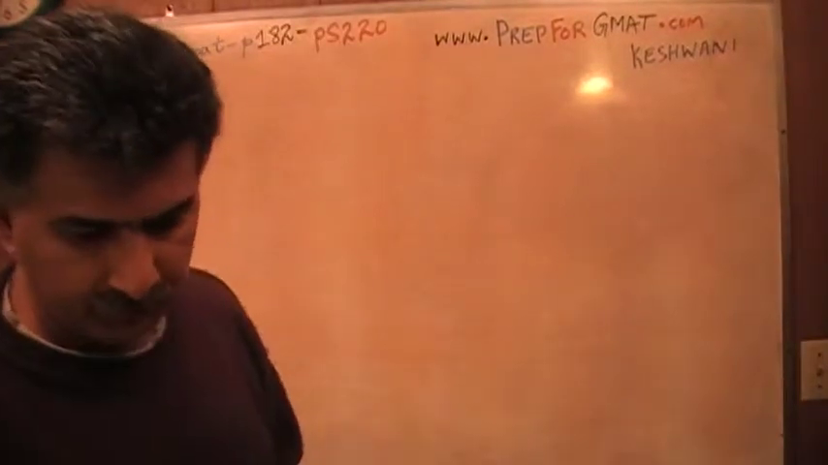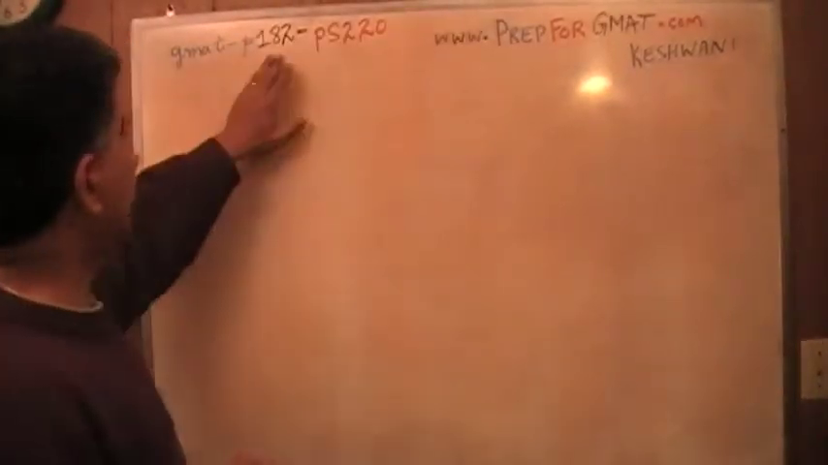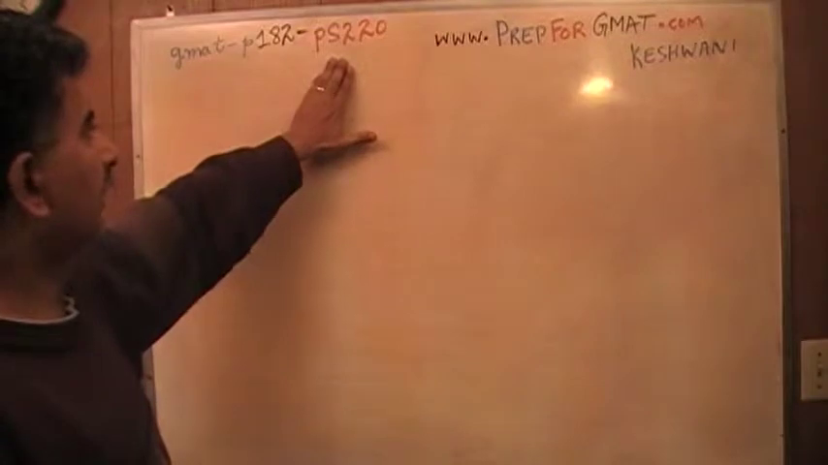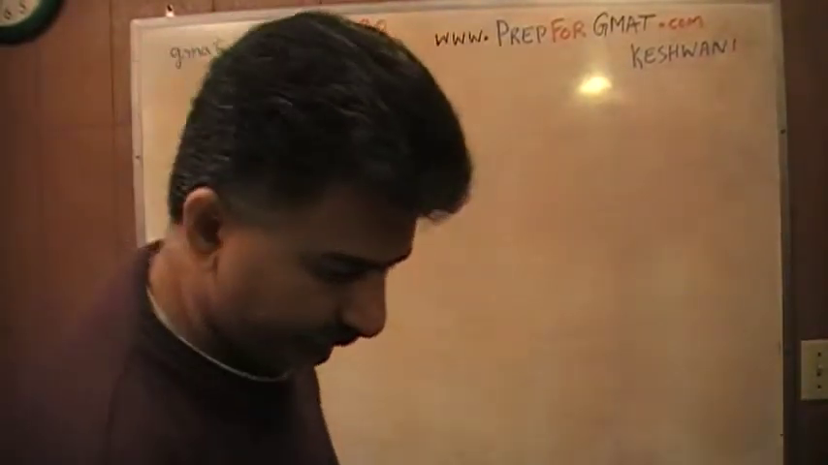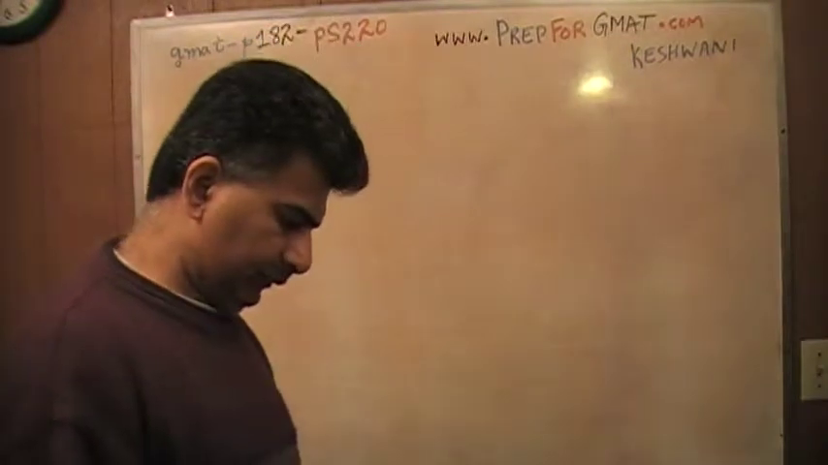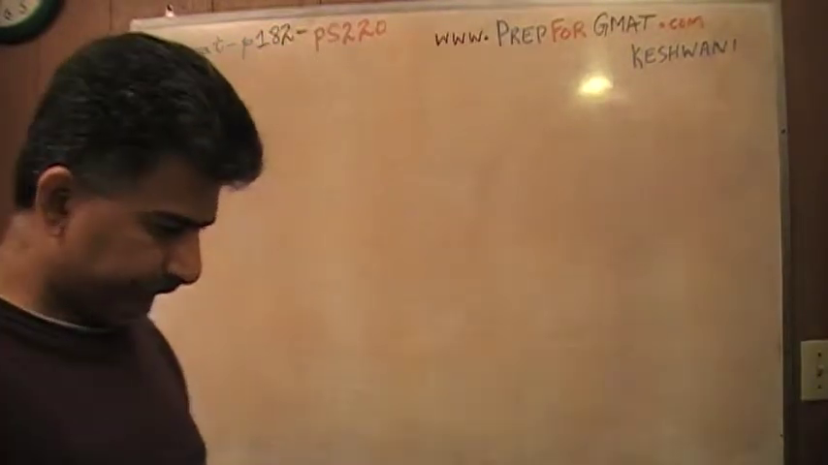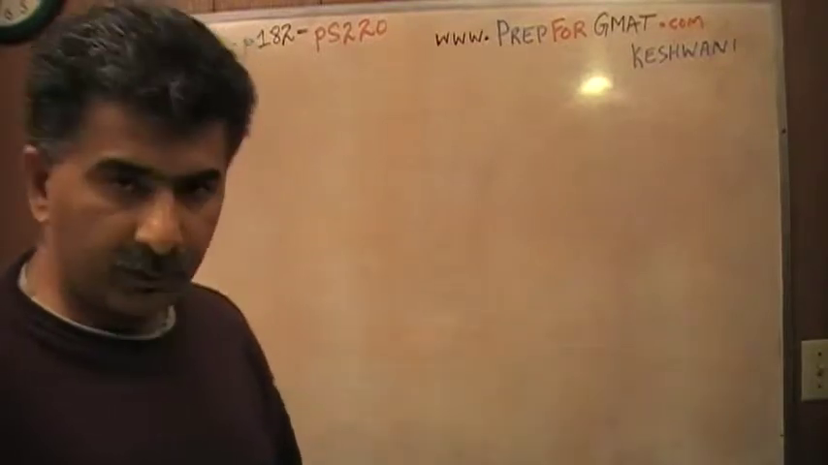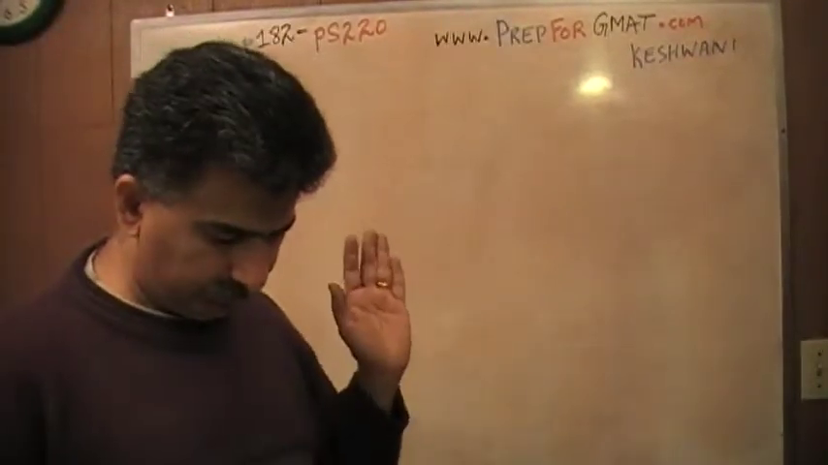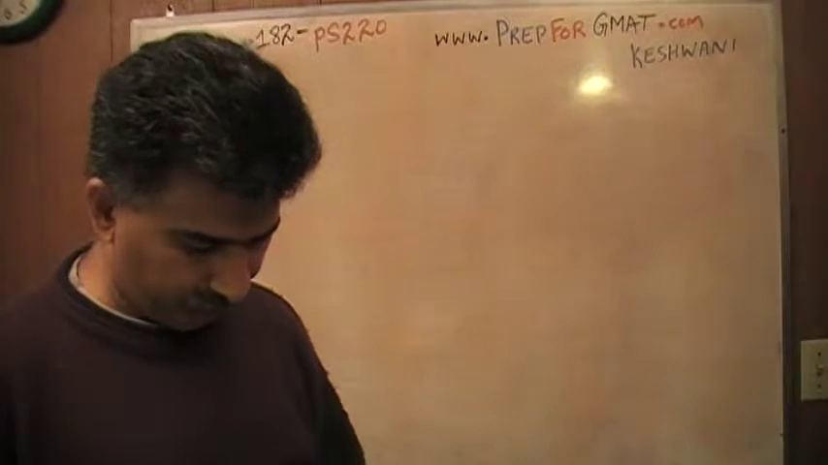Let's take a look at the problem that I'm about to solve. You will find it on page number 182, problem solving number 220. It's important that you have the book in front of you so that you can read the problem with me. I do not have a luxury of writing down the entire problem on the blackboard.